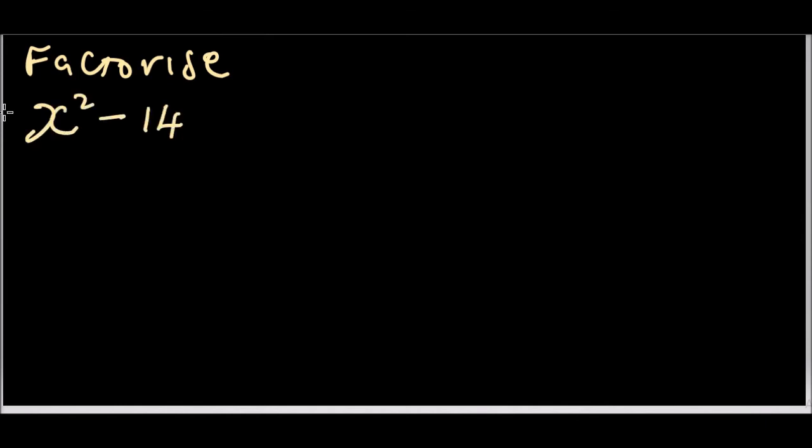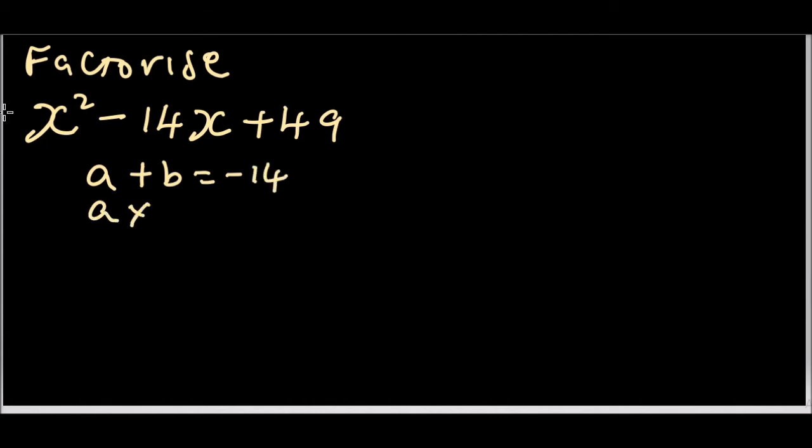This is another example. We are going to factorize the expression x squared minus 14x plus 49. The process is we get two numbers, a plus b should give us minus 14, and a multiplied by b should give us 49. We can factorize 49 as 7 times 7.